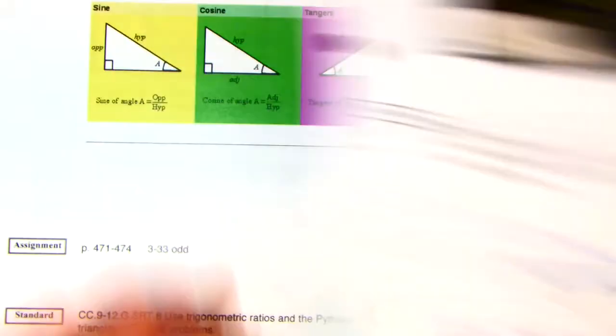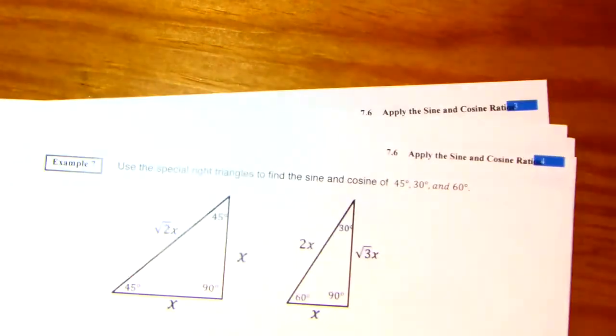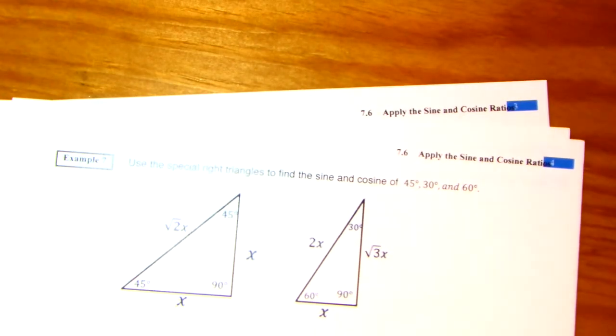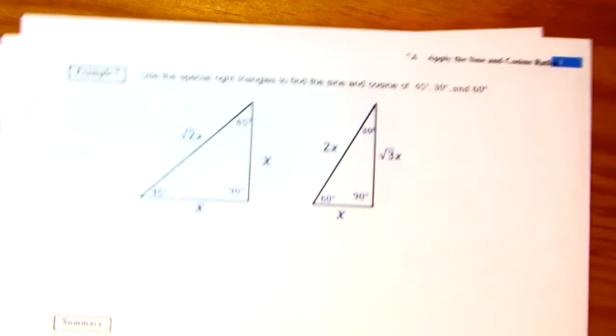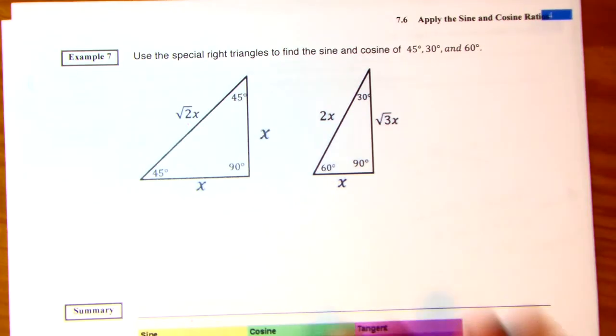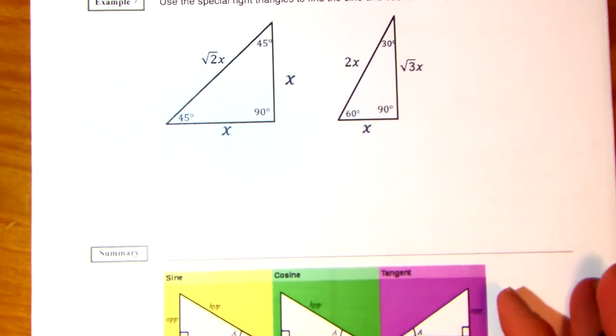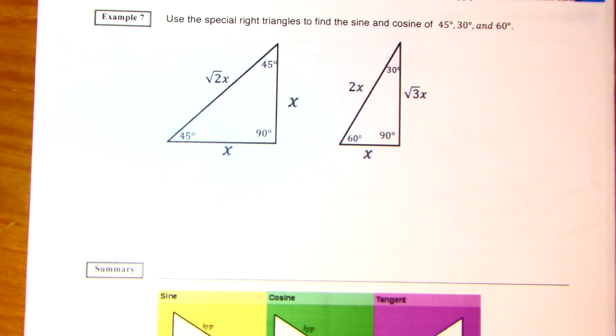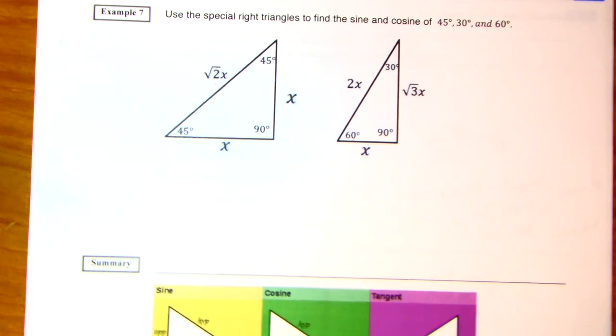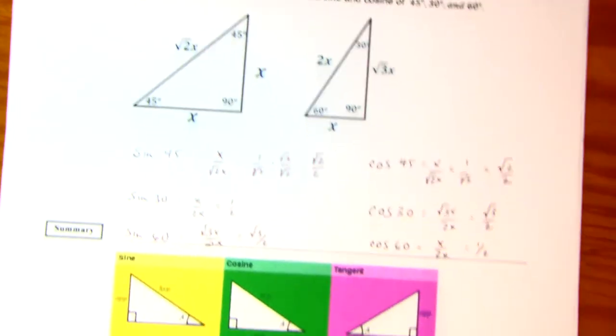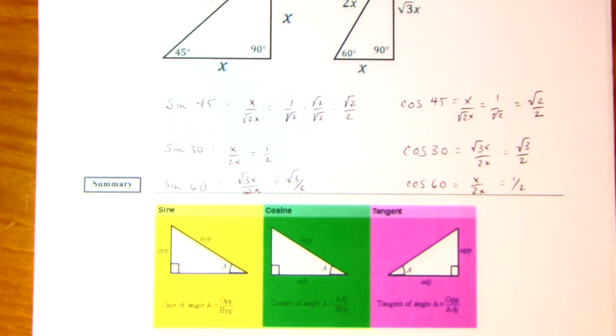Okay. Last page, and hopefully this video is not too long. In fact, I think I'm just going to save this last page to do in class because I have a feeling it's going to be too long. But if you want to, you can pause it and write down these answers right now.